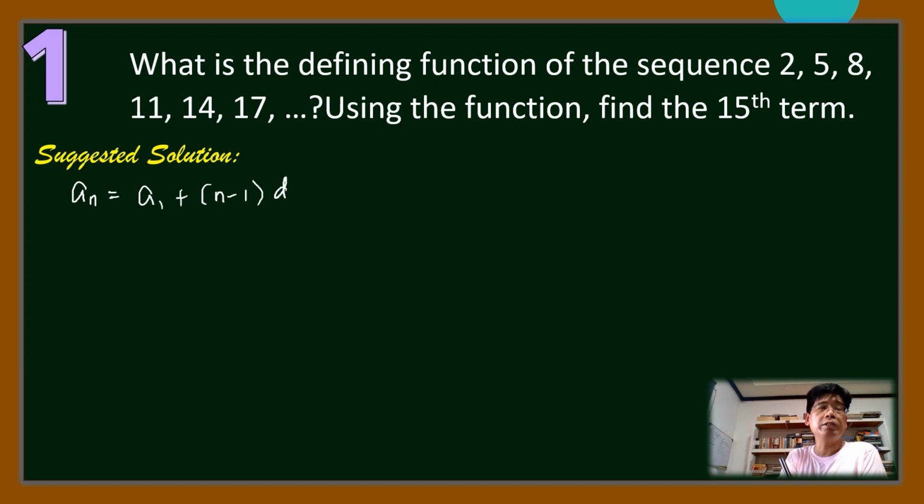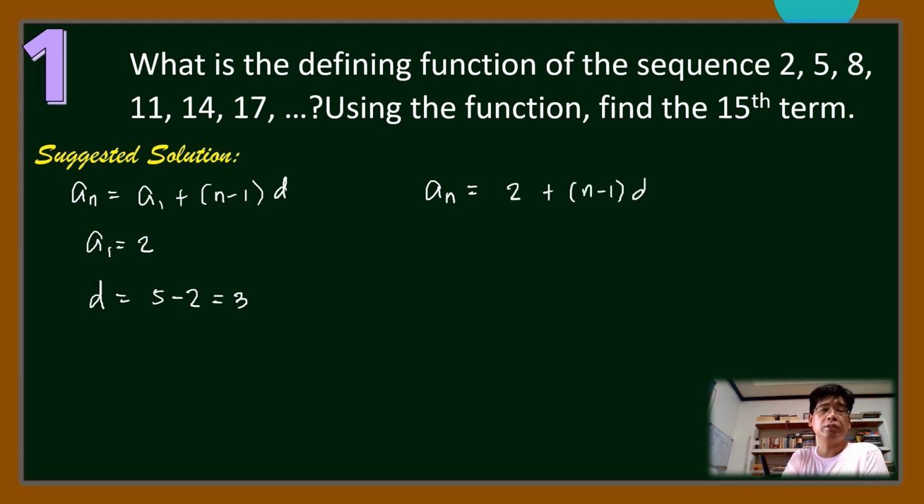From the given sequence, a sub 1 is equal to 2, and the common difference can be obtained by subtracting each term by the previous term. We have 5 minus 2 is equal to 3. Also, 8 minus 5 equals 3. So we can find the defining function substituting a sub 1 equals 2 and d is equal to 3. We have a sub n is equal to 2 plus n minus 1 times 3.